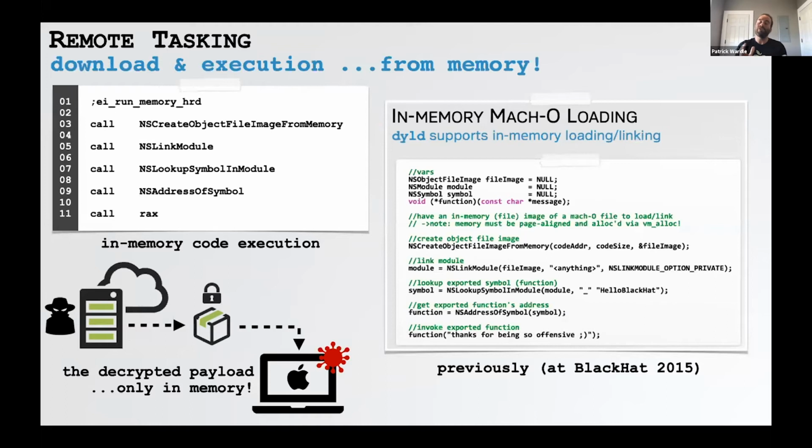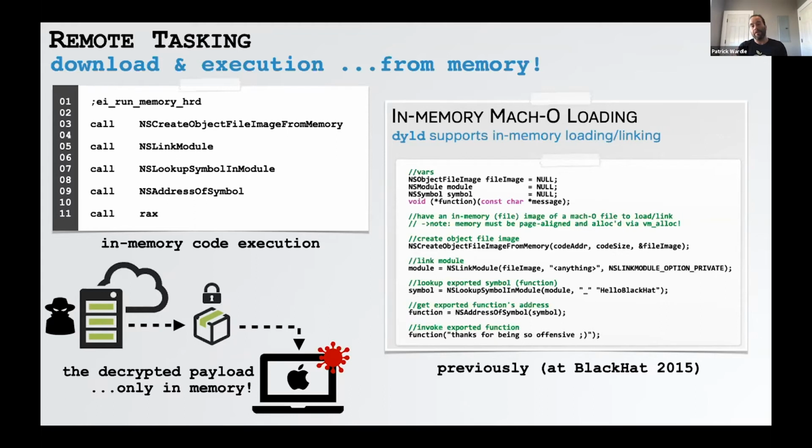Now, the most interesting of these commands, though, is command number 1, which the malware author has labeled command react exec. What this function does is it invokes a function named ei run memory _hrd, which executes an encrypted payload downloaded from the command and control server directly from memory. I talked about the specifics of this technique at Black Hat a few years ago, and also noted some example code from Apple that implemented this in-memory code execution. But it's kind of neat to see this ending up in malware as well.